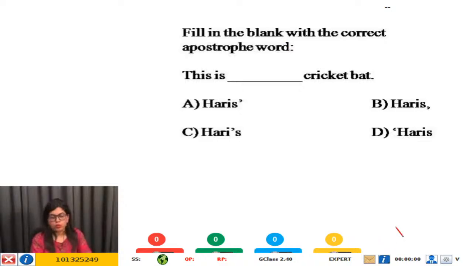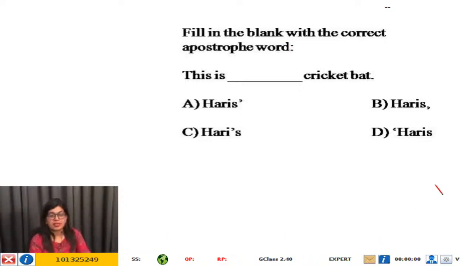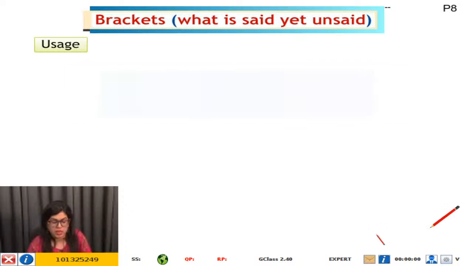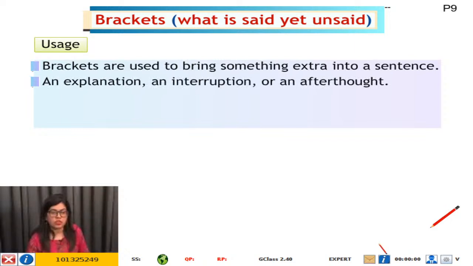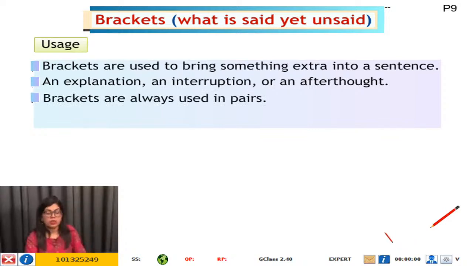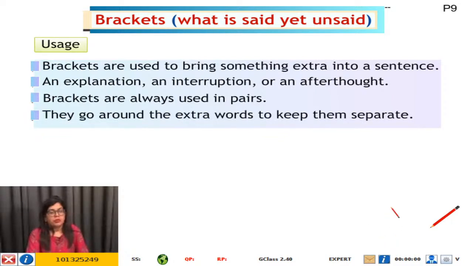Now let us move on to the next part. Brackets, what is said yet unsaid? How do we use brackets? Brackets are used to bring something extra into a sentence. Sometimes we don't write a long sentence, but we add things in the bracket, such as an explanation, an interruption, or an afterthought. Brackets are always used in pairs. We have one open bracket and one closed bracket. They go around the extra words to keep them separate.